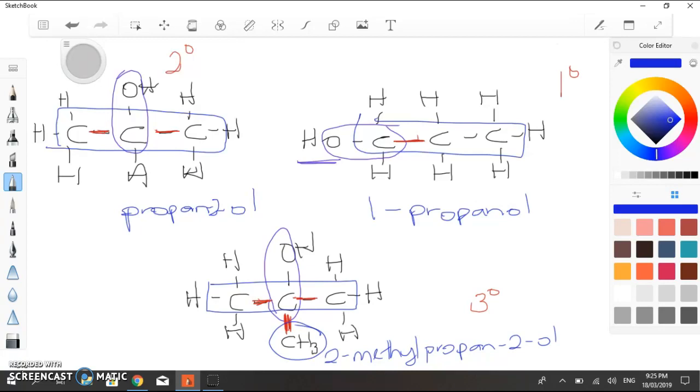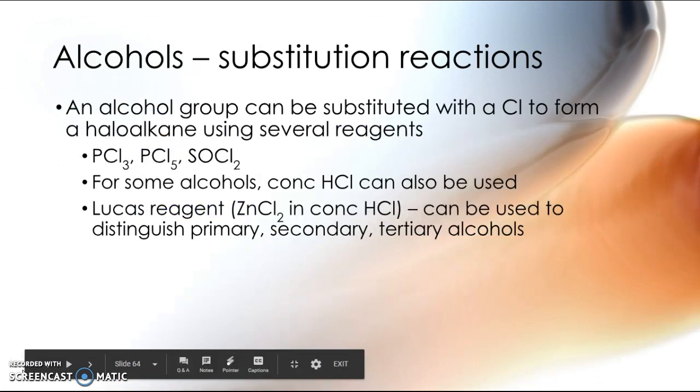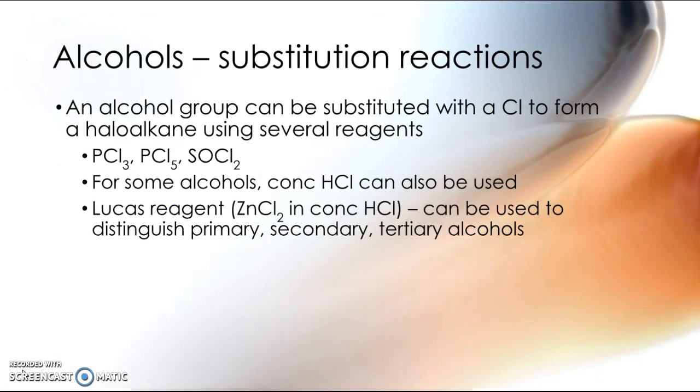Okay, I would like to talk about the reactions now. One of the reactions that alcohols undergo is a substitution reaction. And as I've described on previous videos, the definition of a substitution reaction is where one atom or group of atoms is replaced with another atom or group of atoms. In this case, the group of atoms that is being replaced is the OH, and what we are going to replace it with is a chlorine.